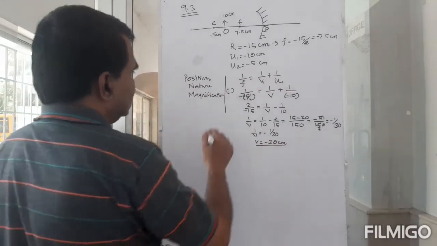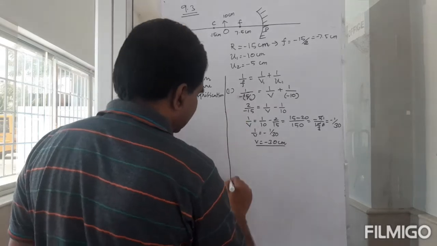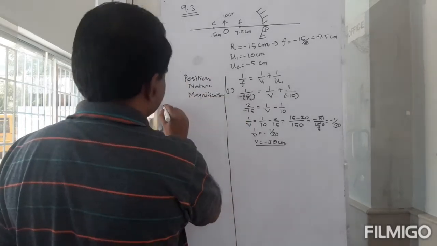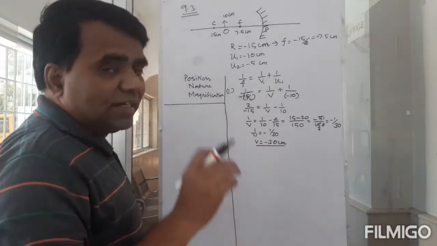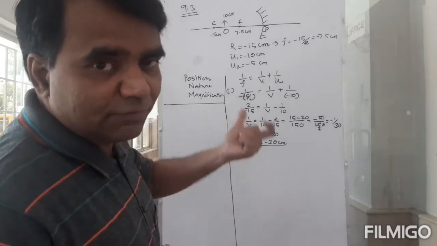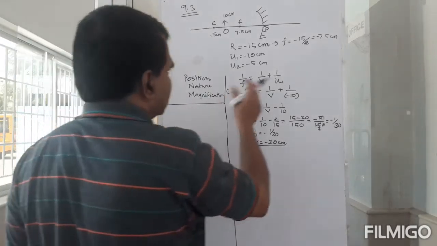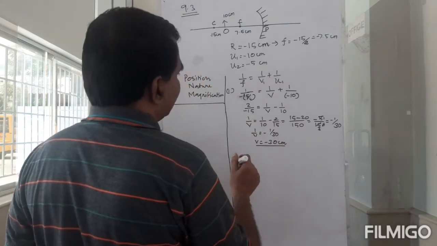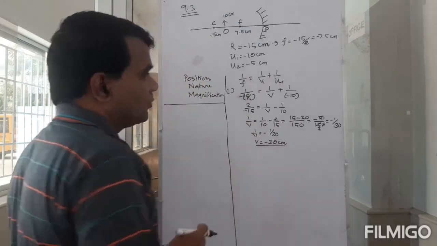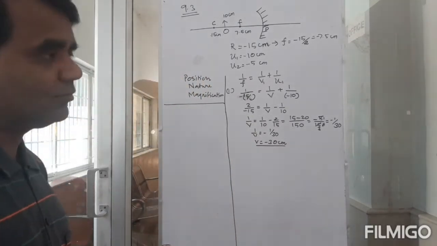What do they mean by nature? Nature is like this. Is it an erect image or an inverted image? So how do you calculate that?